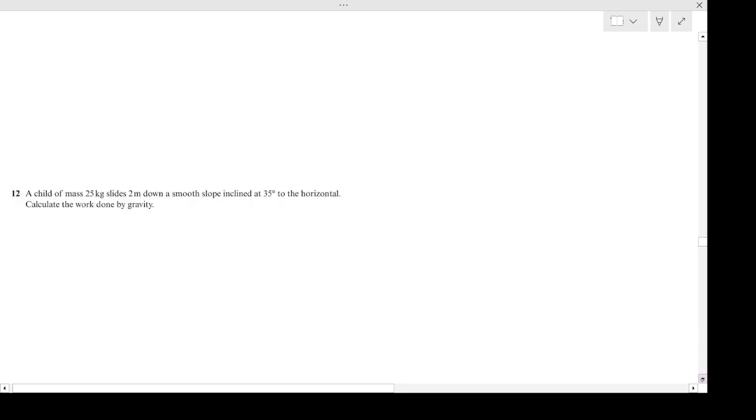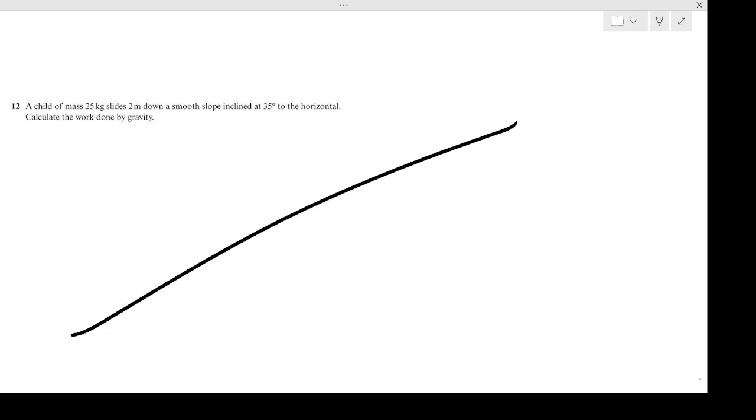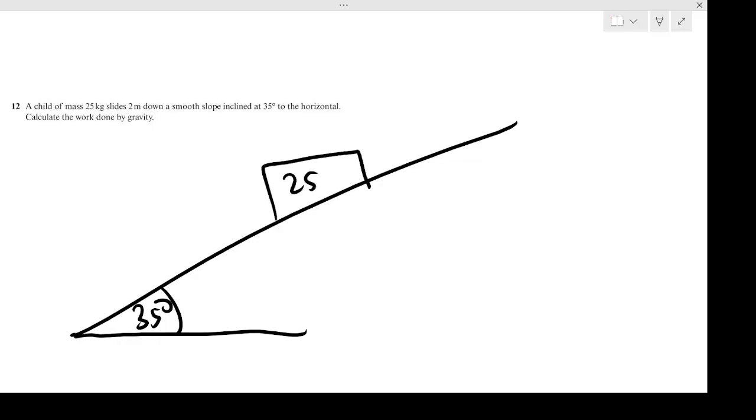Right, we're going to be looking at this example. Here we're told a child of mass 25 kilograms glides 2 meters down a slope at 35 degrees. Calculate the work done by gravity. Firstly, if we just draw the situation, it's at 35 degrees. I've got my child, and I'll draw it as a box of 25 kilograms. We're told the child slides 2 meters down the slope, so this distance travelled down is 2.